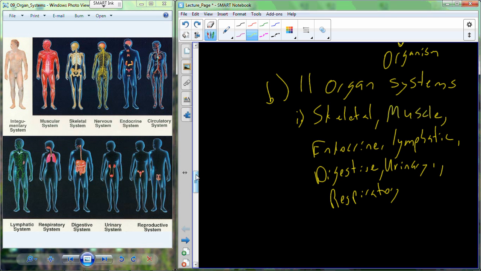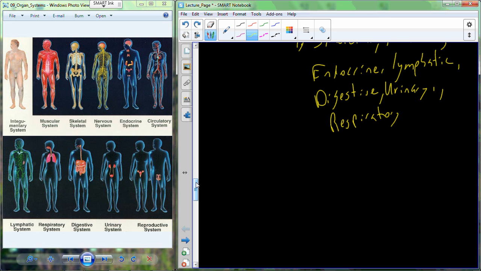The respiratory system. The respiratory system is how we move one of the most critical nutrients in the body, which is oxygen. And when we look at respiration, most of you probably just think of bringing air in and out of the lungs, and that's only one part of the whole process. There's actually four steps that we're going to learn.